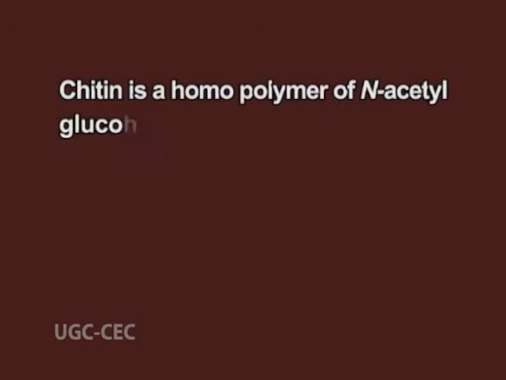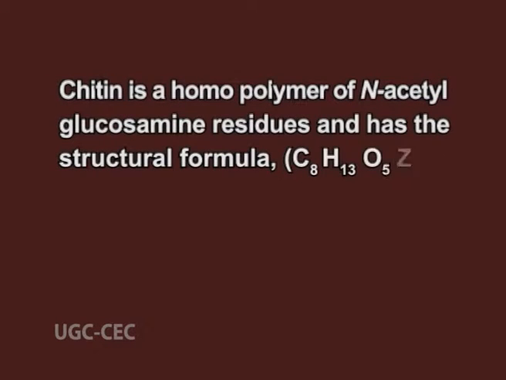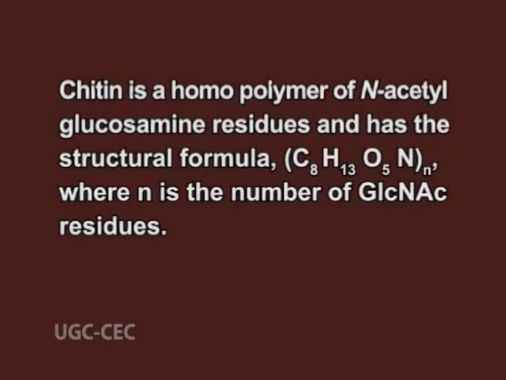Chitin is a homopolymer of N-acetyl glucosamine residues and has the structural formula (C8H13O5N)n, where C8H13O5N is the basic unit, and n is the number of N-acetyl glucosamine residues. Structure of chitin.